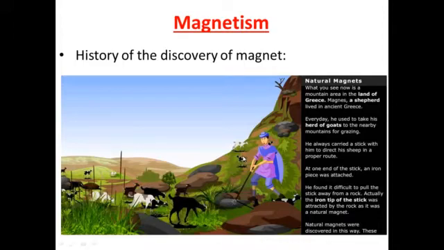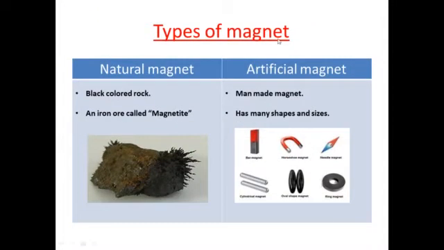So, the natural magnet was the black rock to which the piece of iron at the end of the Greek man's stick was attracted. There are two types of magnet, the first being the natural magnet, as we talked about. It was a black colored rock, and it is made up of magnetite. Magnetite is an iron ore. Iron ore means a material from which we can extract iron.